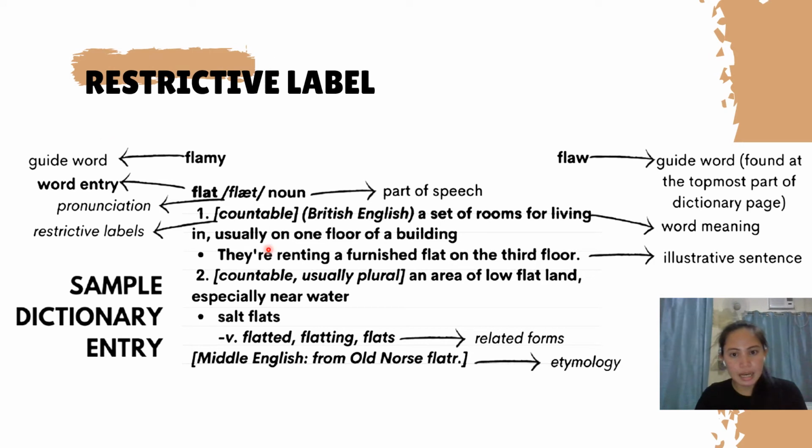So, in this example, ang restrictive label natin dito is British English. Ibig sabihin, flat, sa mga British English, ang ibig sabihin sa kanilang flat is that unit or room. Kung saan ka pwedeng tumira at mangupahan or tumira. Right? Okay, so that's what you call restrictive label.